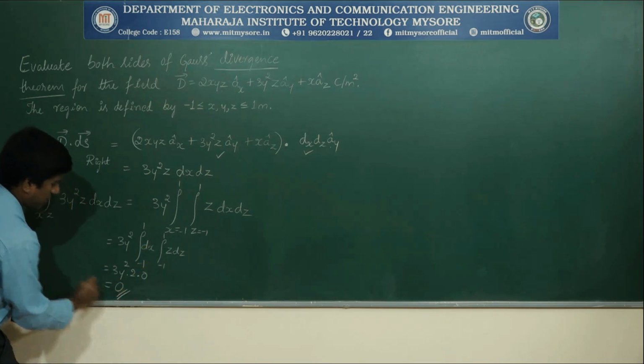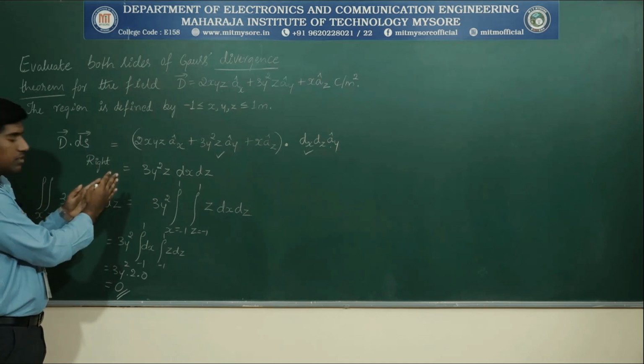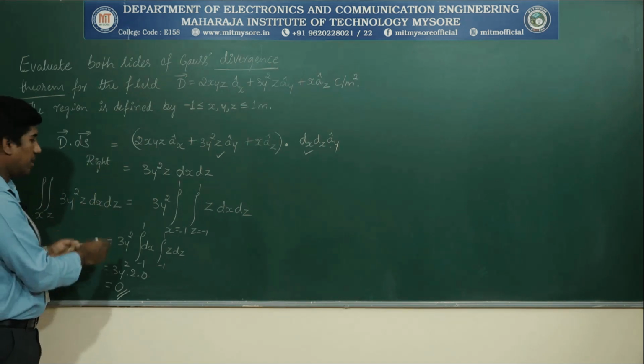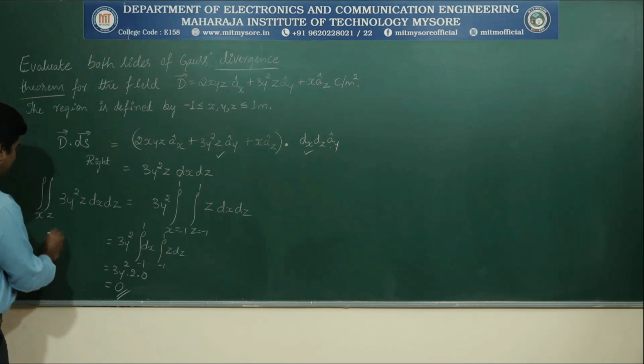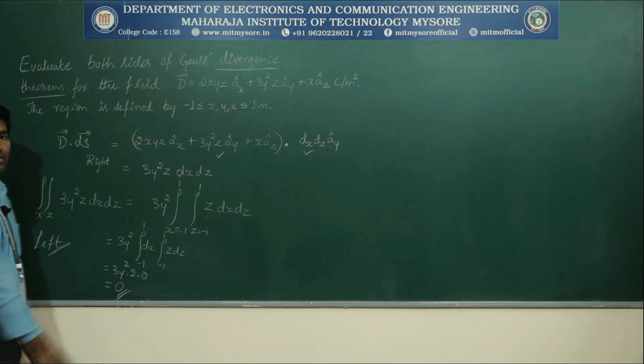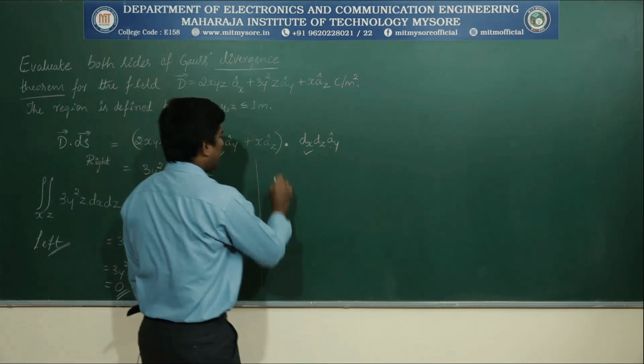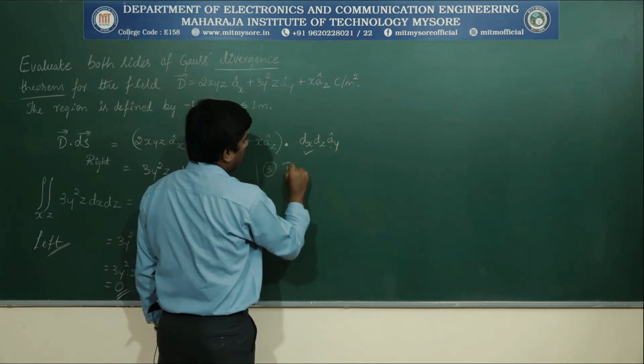Then the total flux is 0. For the right surface, the total flux is 0. Similarly, for the left surface also, the total flux becomes 0. Now we need to evaluate for the top and bottom surface.